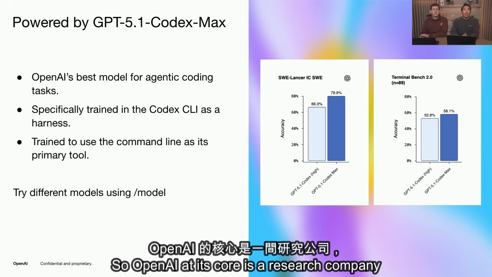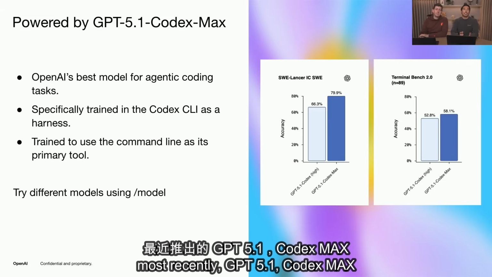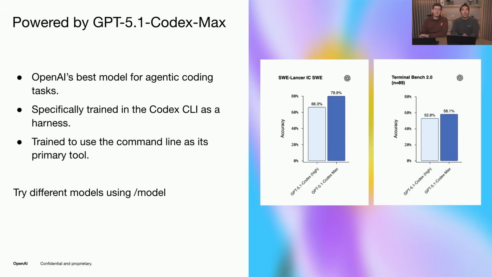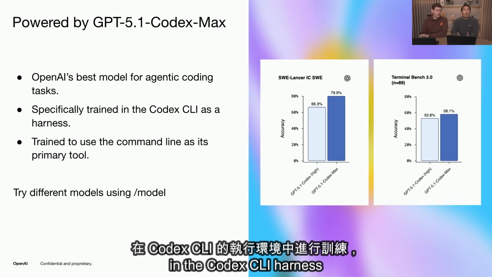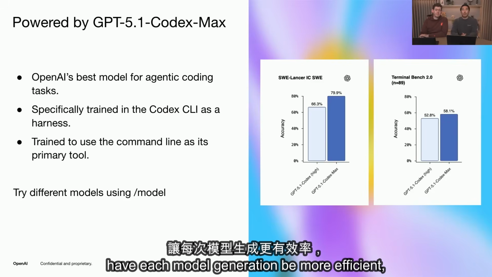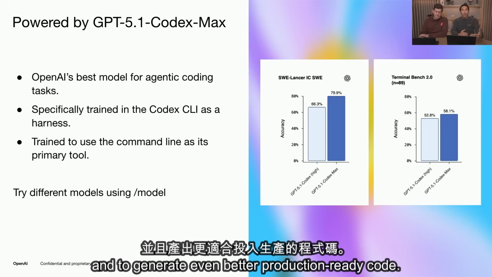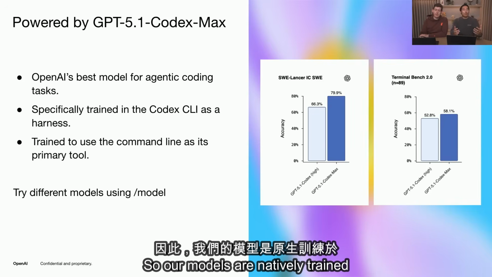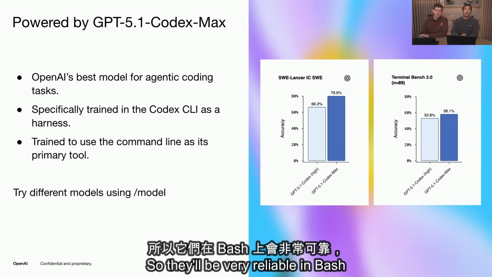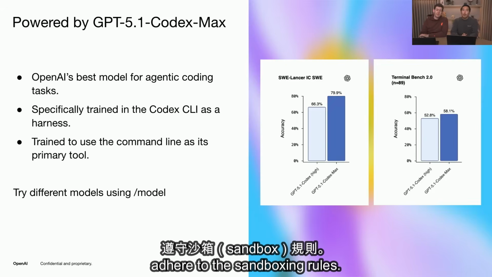So OpenAI at its core is a research company, and Codex is backed by our state-of-the-art models, most recently GPT 5.1 Codex Max, which is our best model for agentic coding. So it's specifically trained in the Codex CLI harness, and our continuous focus will be to have each model generation be more efficient, be able to run faster and longer, and to generate even better production-ready code. Our models are natively trained in Linux, macOS, Windows environments, so it'll be very reliable in Bash and PowerShell and will adhere to the sandboxing rules.